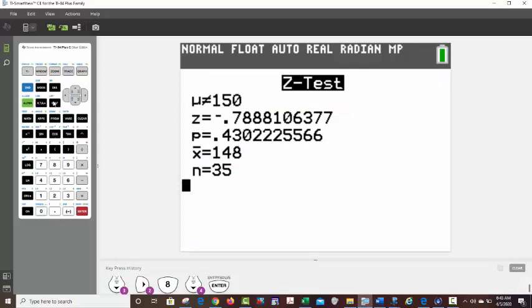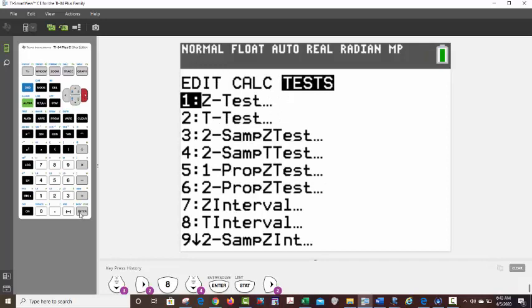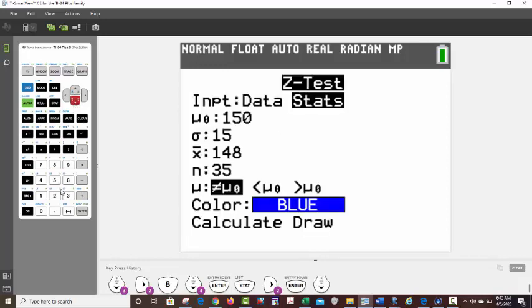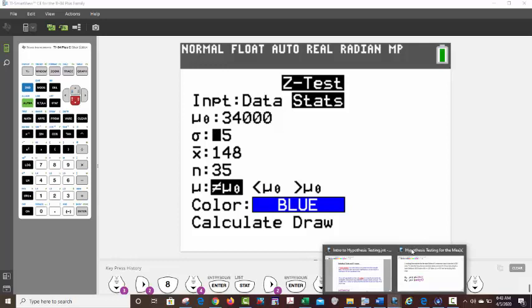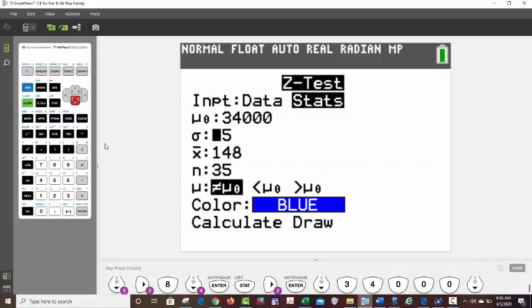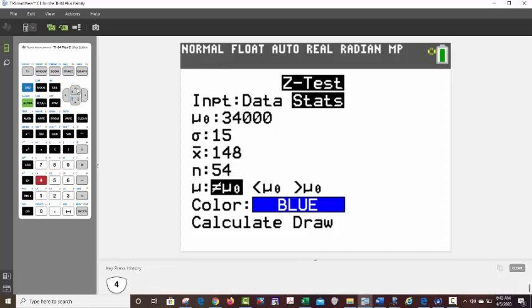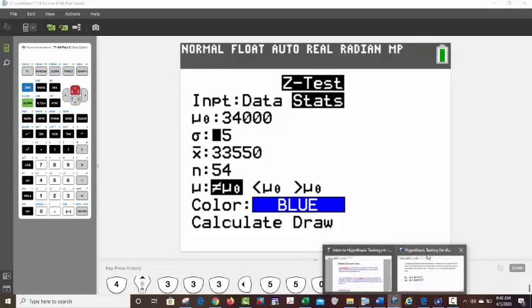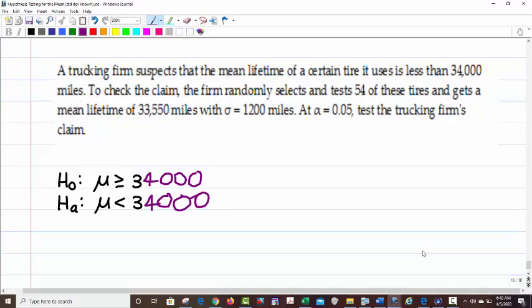All right, so stat. We haven't entered one of these from scratch for a while, so this will be good. This is 34,000. And 54 is n, and the mean is 33,550. I'll double check that when I go back. Standard deviation of 1,200.